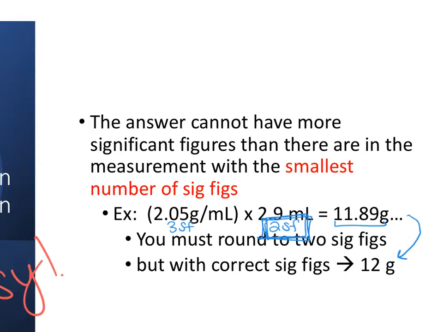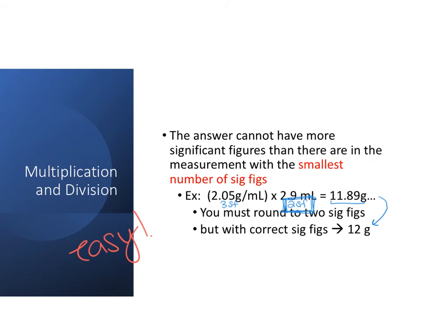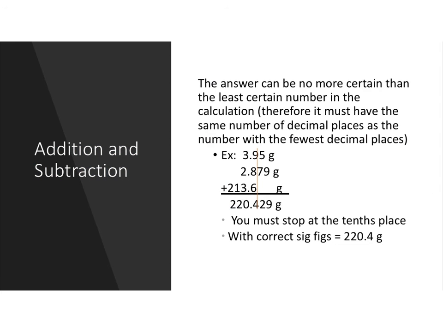It does not matter if you're going to multiply or divide, you follow the exact same rule. Whatever the smallest number of sig figs is, that is what you report your answer to. I always suggest you write down your answer, and then after you've decided how many sig figs you got, round it, just in case you mess up your rounding. That's an easy way for me to give you partial credit.